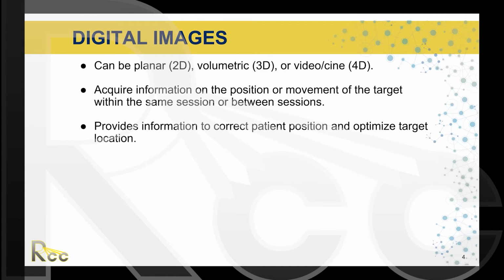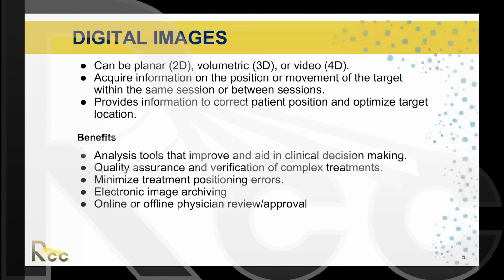We can acquire information on the position or movement of the target within the same session or between sessions, so we can do some target tracking. These digital images all provide real-time information to correct patient position and optimize our target location. One of the things that we really want to do is minimize geographic misses. So if the patient is moving, if things are shrinking, things like that, this gives us a real-time ability to do that. Each software system has analysis tools that aid in the visualization and assessment of patient and target location, and this provides necessary feedback into clinical decision-making.